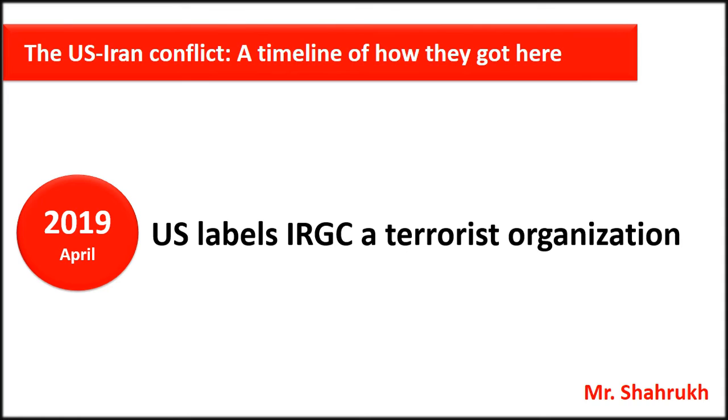In April 2019, US labels IRGC a terrorist organization. President Trump announces that the US will formally designate the Iran Revolutionary Guard Corps, Tehran's most powerful military institution, as a foreign terrorist organization. The move is unprecedented, marking the first time that the US designated a part of another government as a terror group. Iran responds by declaring the US a state sponsor of terrorism.